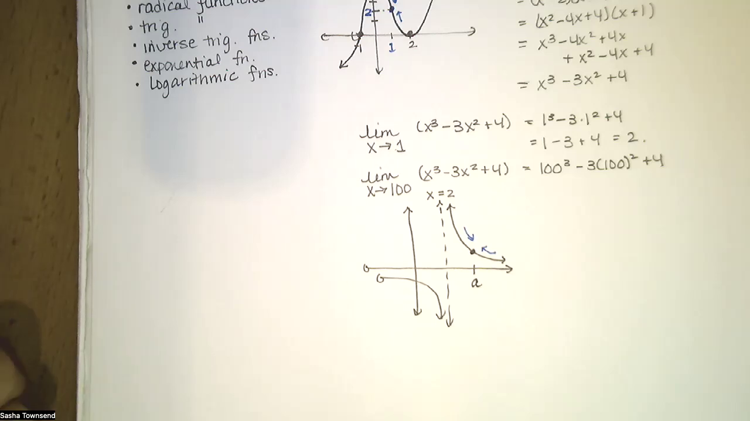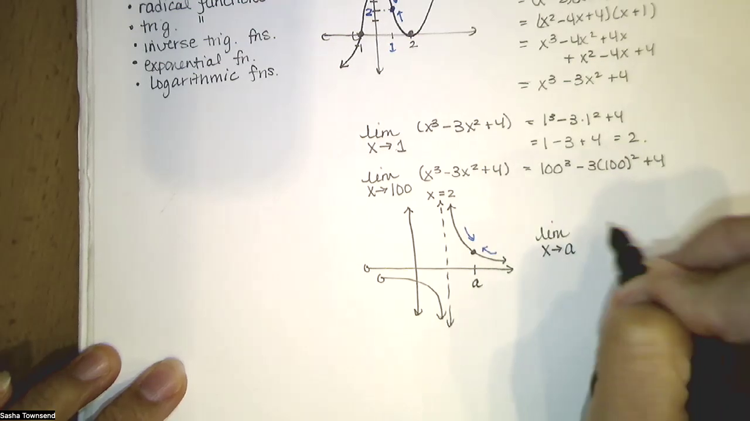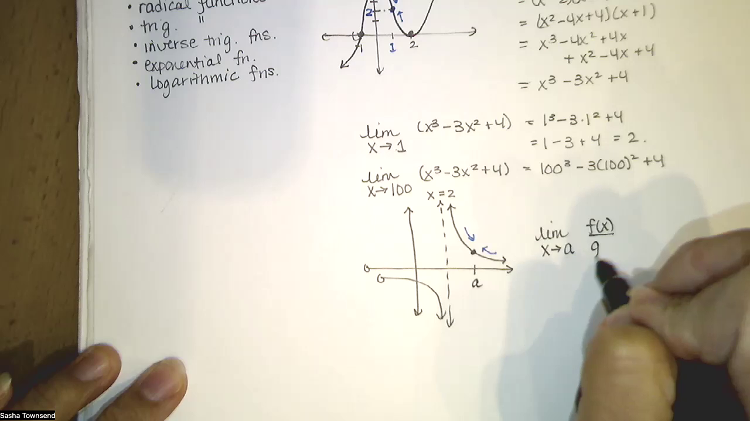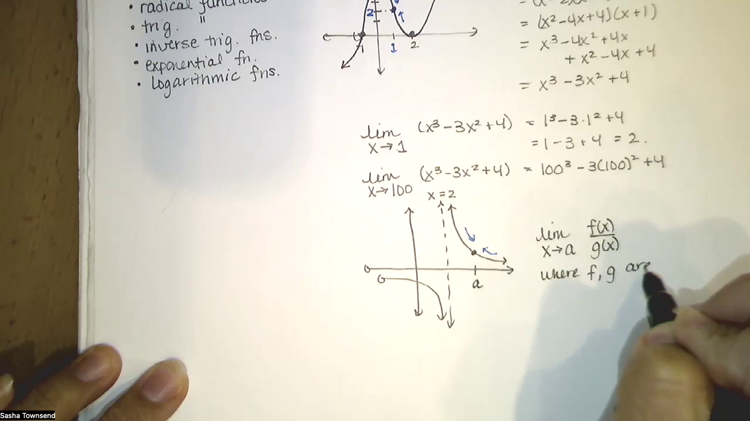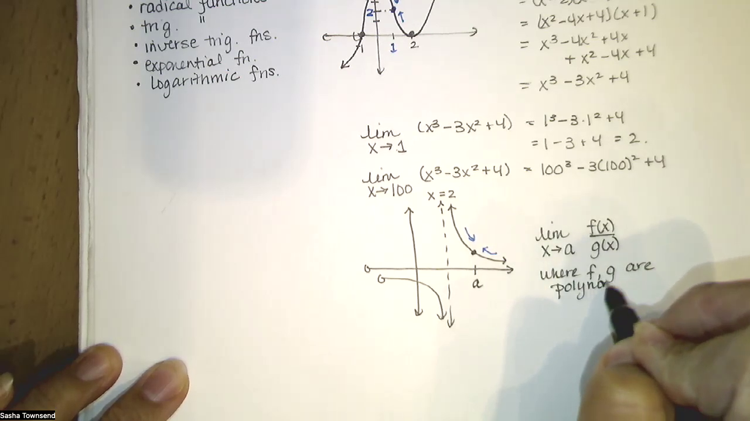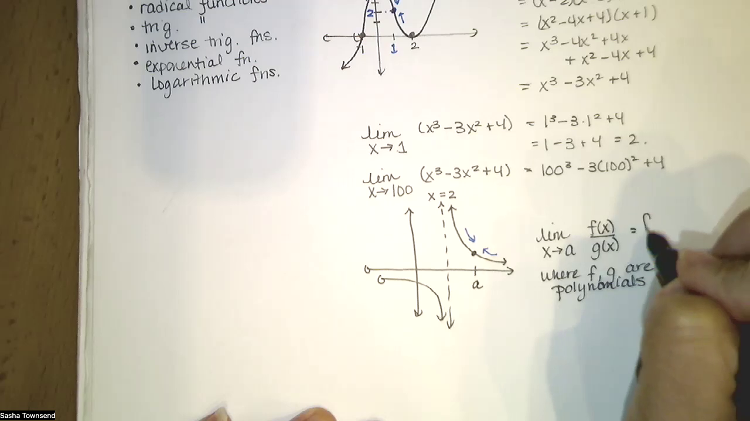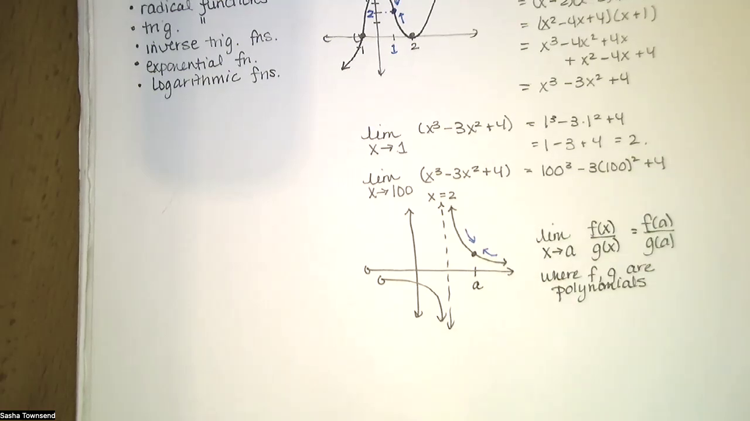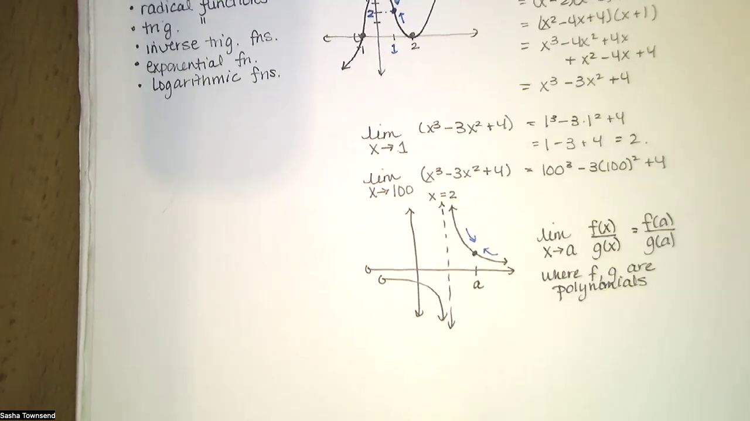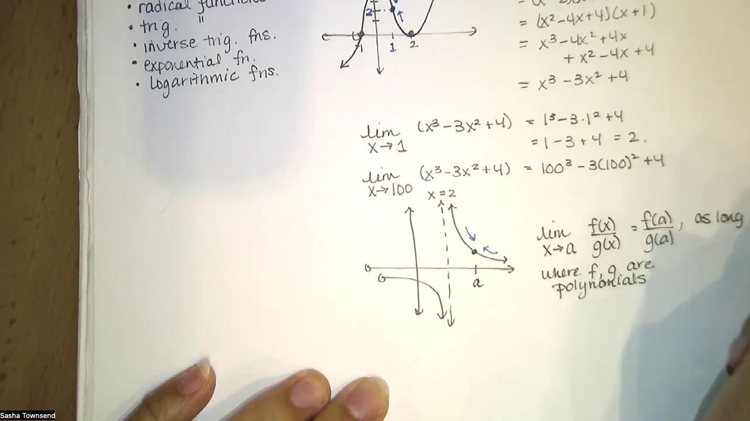So in general, if I have the limit as x approaches some constant of f of x divided by g of x, where f and g are polynomials, and that's again the definition of a rational function, it's just a quotient of polynomials, then the answer will be f of a divided by g of a. You just plug in x equals a, provided that g of a is not equal to 0. Because if g of a were equal to 0, we'd have a vertical asymptote there. So we'll just say as long as g of a is not equal to 0.